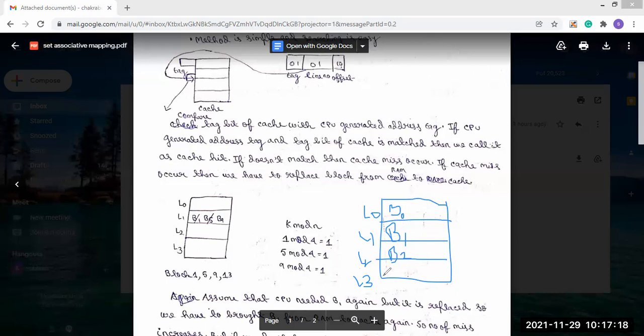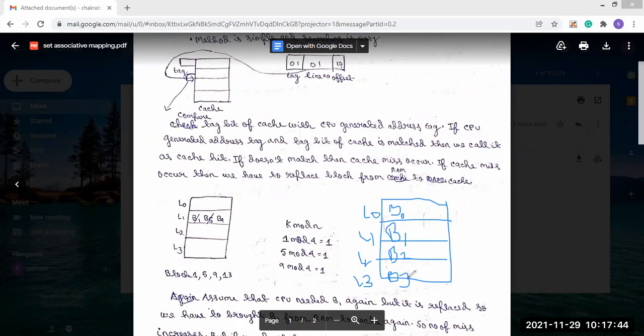Line number 2 has block number 2 present, and line number 3 has block number 3 present. So that means at a particular moment a block is present there. Now let's say the CPU requires block number 5.